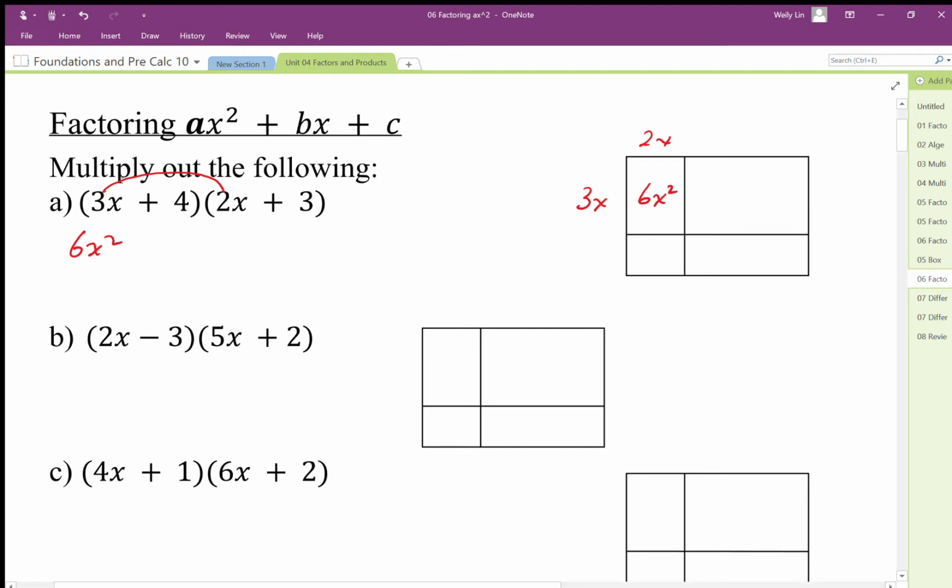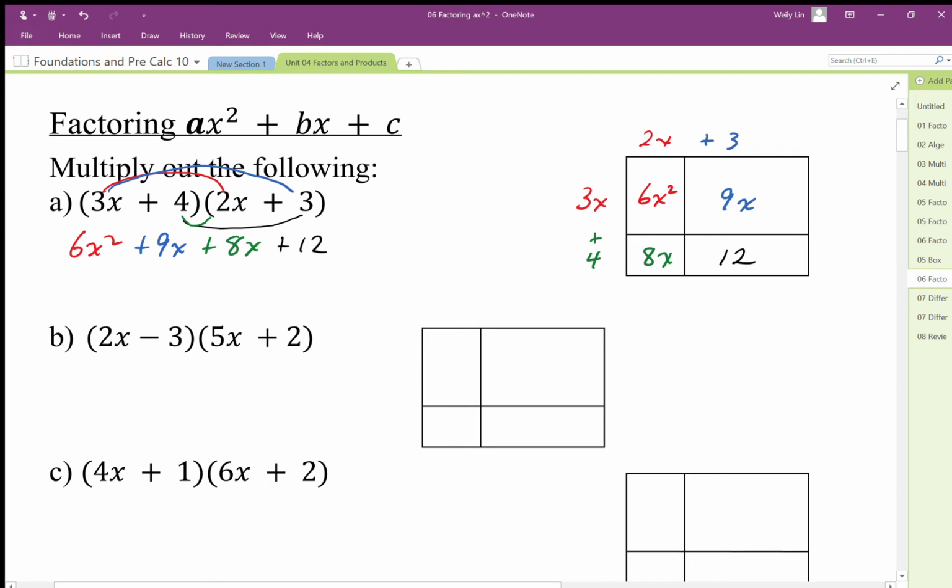When we distribute 3x times 3, we have plus 3 here, so we end up with 9x. So it's going to be plus 9x. When we distribute 4 times 2x, we end up with plus 8x. So this is going to be our plus 4 times 2x, gives us a plus 8x. And we have the final product here, which would be 4 times 3, which gives us a plus 12. And there's our plus 12.